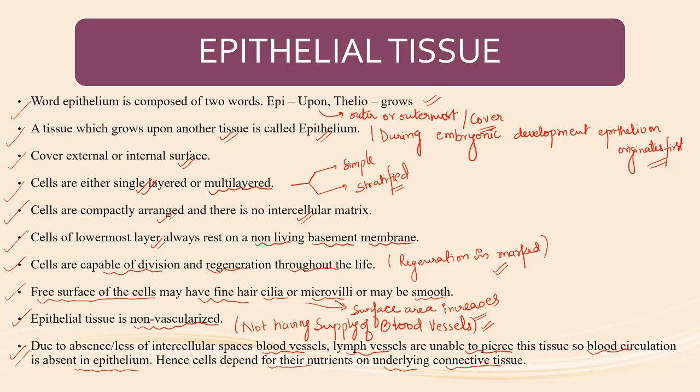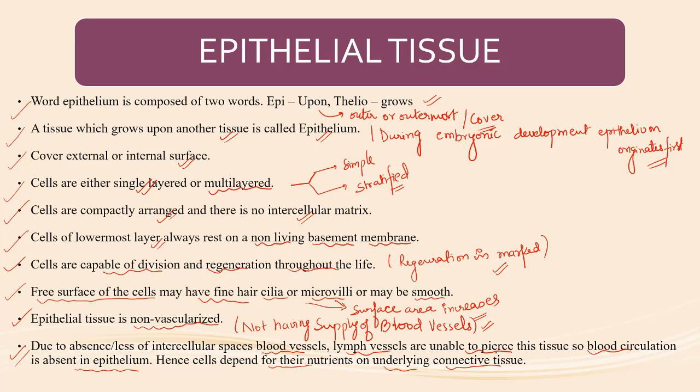Epithelial tissue is the first tissue which actually originates during embryonic development. Then it is a cover for the other tissues. When other tissues are covered, they are covered by epithelial tissue. It covers both external as well as internal linings. It can be single or multiple layered, meaning simple or stratified.